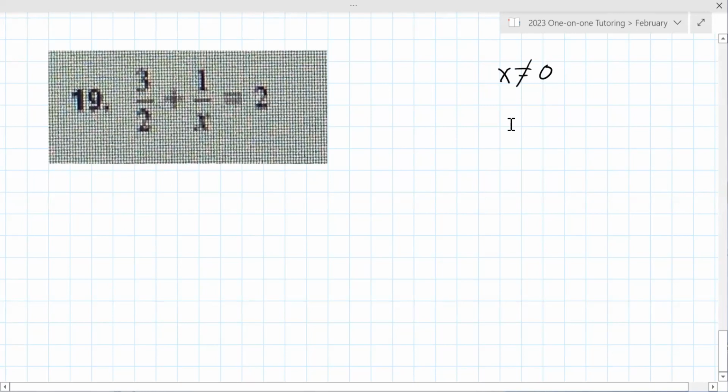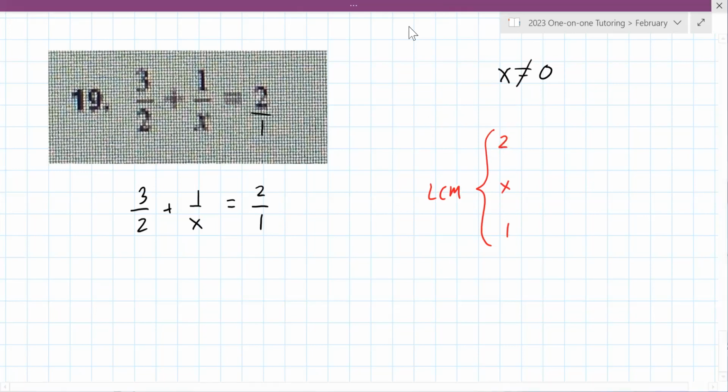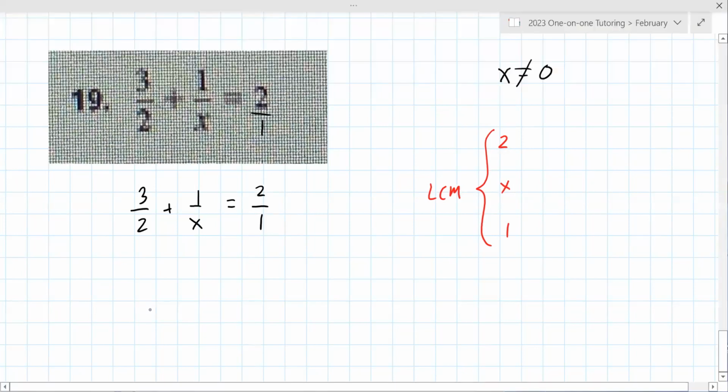In terms of what you do next, we're going to write the 2 over 1 as a fraction. So it's 3/2 plus 1 over x equals 2 over 1. And you look at the 3 bottoms. So you've got 2, x, and 1, and you want to find the least common multiple of those. For a refresher, you look at the numbers first. Between 2 and 1, the least common multiple is 2. Since there's no other x's, you have to choose the x. So your goal here is to turn each of the bottoms into a 2x.